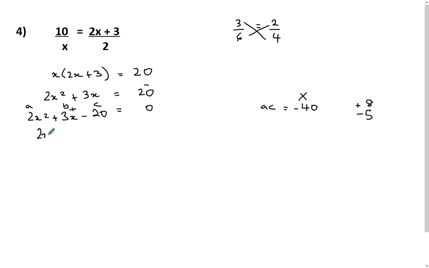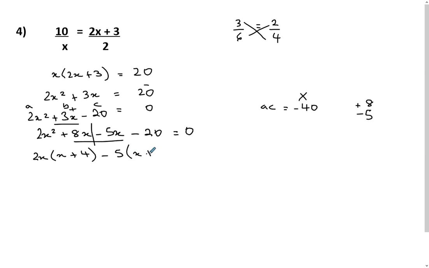Okay, this time I'm going to leave my 2 with the 8 minus 5x. So you can see you've sort of rewritten that as 8x minus 5x minus 20 equals 0. Split and factorize, so you've got 2x(x plus 4) minus 5 times (x plus 4). It's minus because minus times positive would give you a negative, equals 0. And then you've got (2x minus 5)(x plus 4) equals 0.